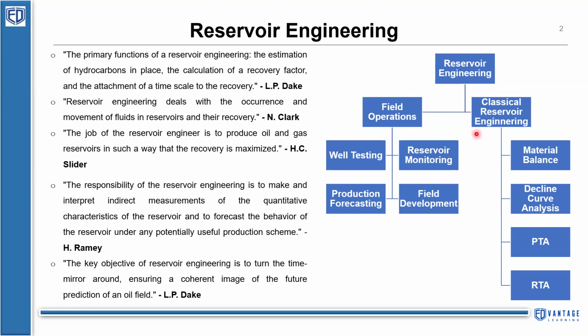Also in classical RE, we have material balance, decline curve analysis, PTA, which is also called pressure transient analysis, that is also used interchangeably as well test analysis. And also we have RTA, also called rate transient analysis. So PTA and RTA are the main two regions where we map them onto a common head called well testing. So well testing and PTA are the objectives of this webinar.